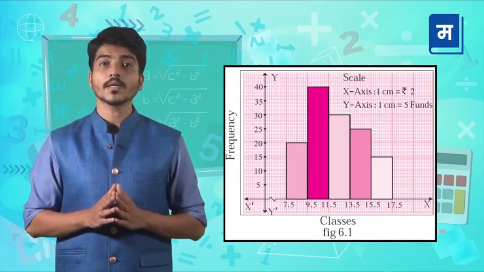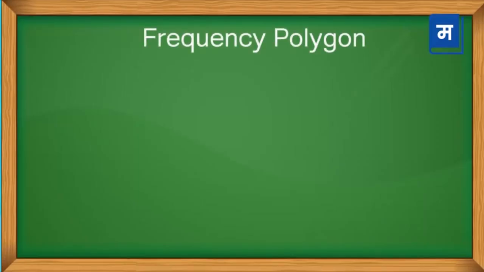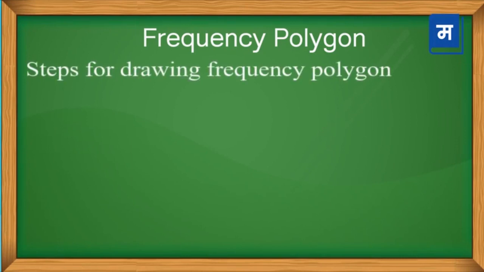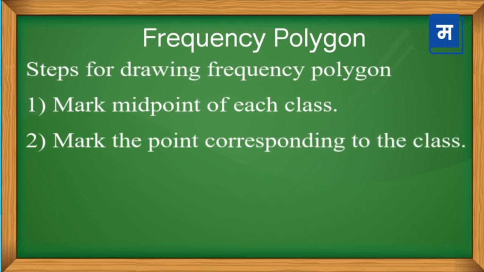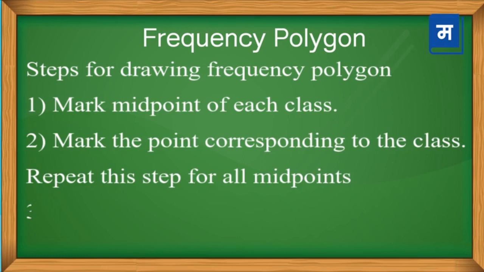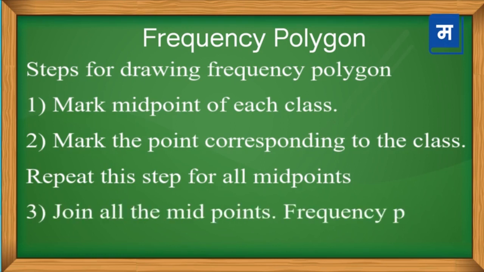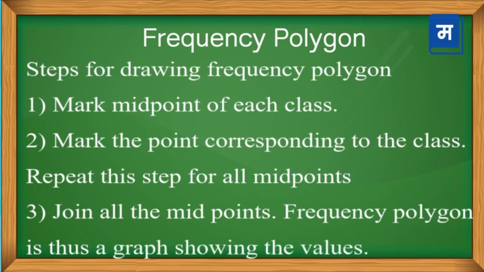Our next topic is frequency polygon. Here are the steps for drawing frequency polygon. First, mark the midpoint of each class. Second, mark the point corresponding to the class. Repeat these steps for all the midpoints. Third, join all the midpoints. Frequency polygon is thus a graph showing the various values.